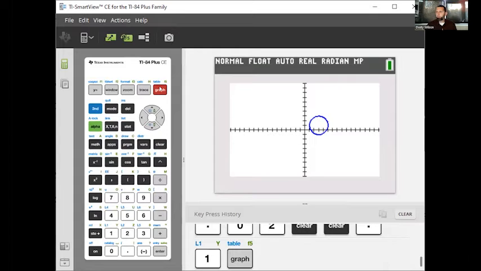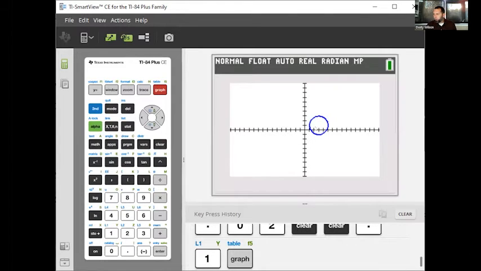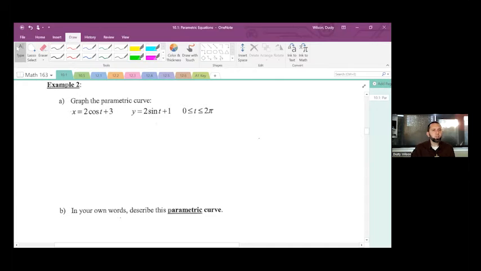So it looks like we have a circle, and where is that circle centered? It looks like it's centered at x equals 3, y equals 1. So let's go back and keep working on our notes. So we want to graph the parametric curve, again, x equals 2 cosine t plus 3, y equals 2 sine t plus 1 on 0 less than or equal to t less than or equal to 2 pi.